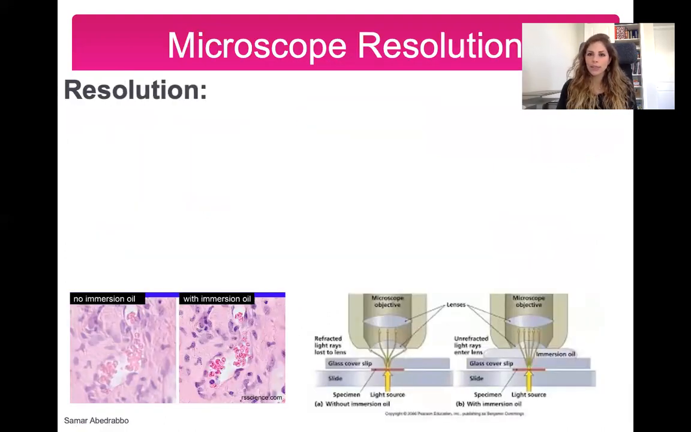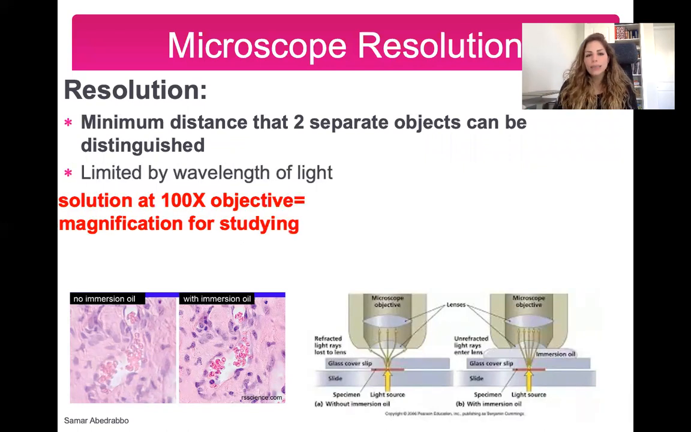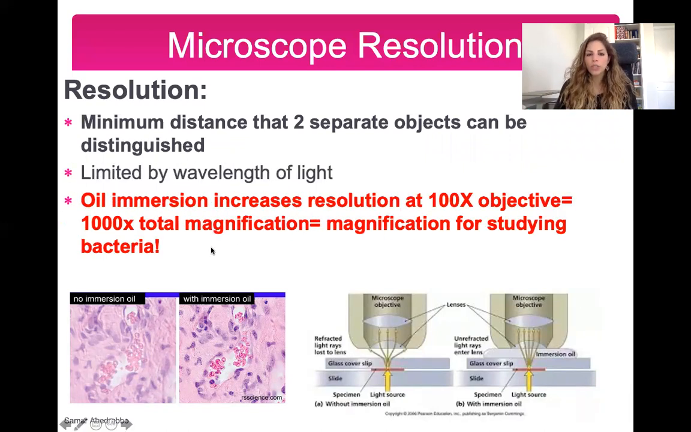Another review on resolution from the last lecture. Resolution is just the minimum distance that two objects can be separated. And the smaller this minimum distance, the higher the resolution. It's limited by wavelength. Oil immersion, which we use at 100x magnification or 1000x total magnification, is important for increasing resolution. Remember, you only use oil at 1000x total magnification.